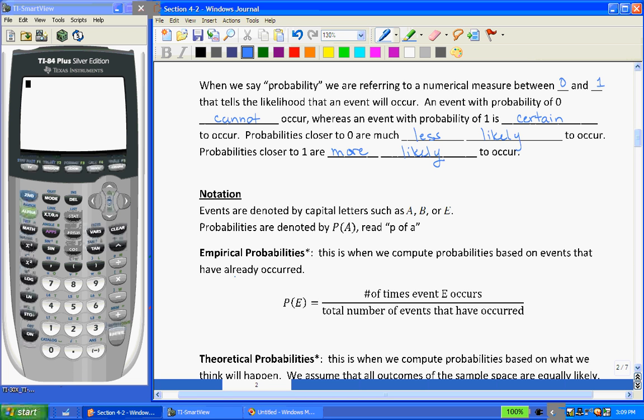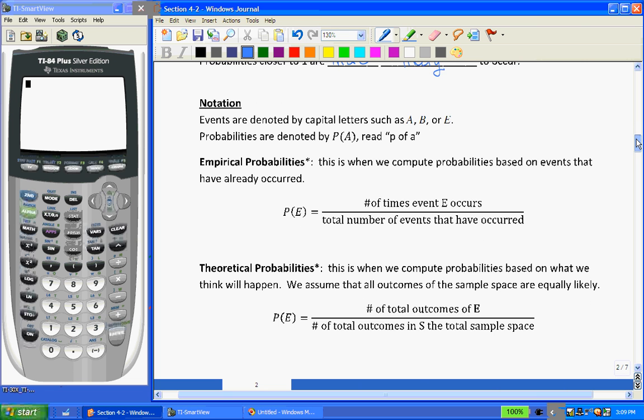So, just to give you an idea, something with the probability of 0, let's say with rolling our die, the probability that I get a number larger than 7. Well, that's impossible because the largest number you can get is a 6, so that'd be a probability of 0. But if I said, what's the probability of getting a number smaller than 7? Well, that's 1, because anything I get on the die is going to be smaller than 7. So that's a certain event versus an impossible event within the sample space.